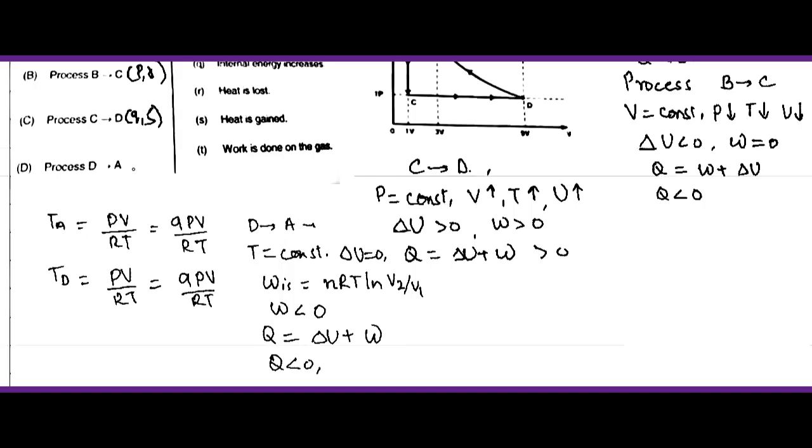So this is true. Internal energy of the gas does not change here, either increases or decreases, and the heat is lost from the system. So this will be T and R. I hope you understood the explanation.